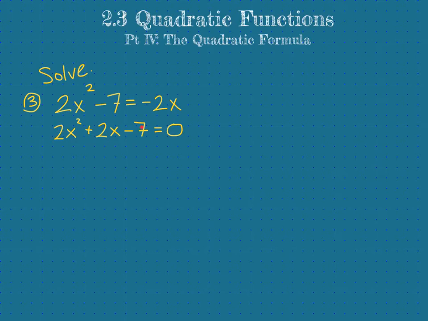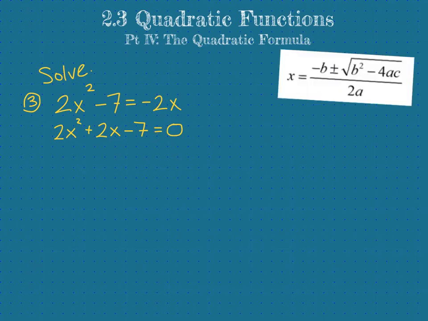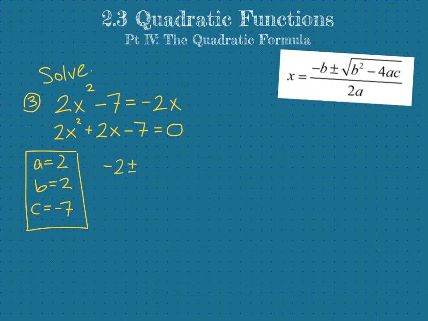Now, this one does not happen to be factorable. 2 times -7 is -14. There's not two numbers that multiply to -14 that add up to 2. So this is not a factorable quadratic. We have to use the quadratic formula. So we will begin. Our a is 2, our b is 2, and our c is -7. Then we want to do the opposite of b, plus or minus 2 squared, minus 4 times 2 times -7, all over 2 times 2, which is a.